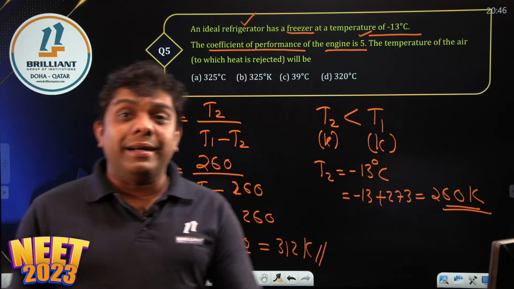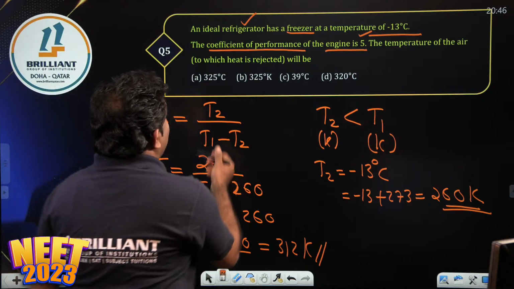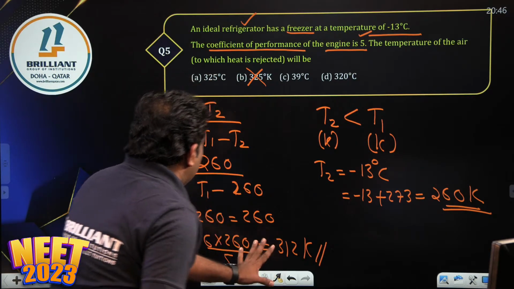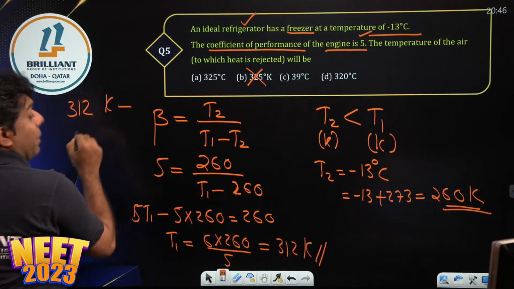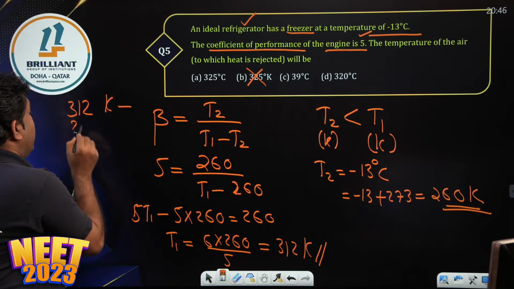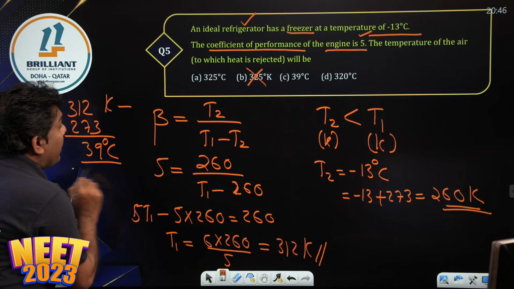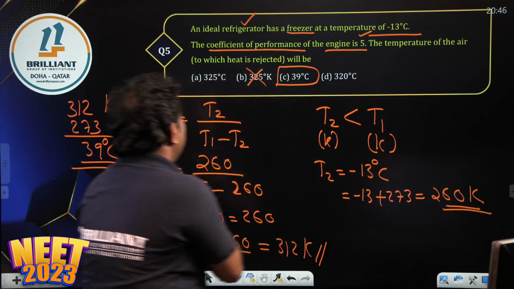So this 312 Kelvin, we want to convert into Celsius, because here 325 Kelvin is not the right answer. Then you want to convert into Celsius. So 312 Kelvin minus 273, you are getting that is equal to 39 degrees Celsius. So the right answer is 39 degrees Celsius.